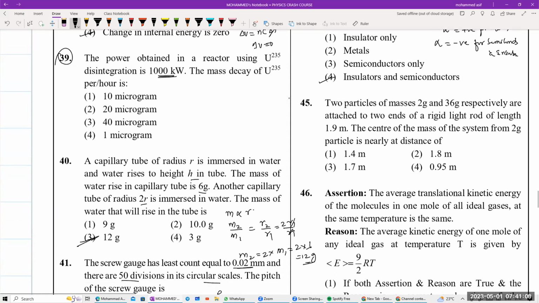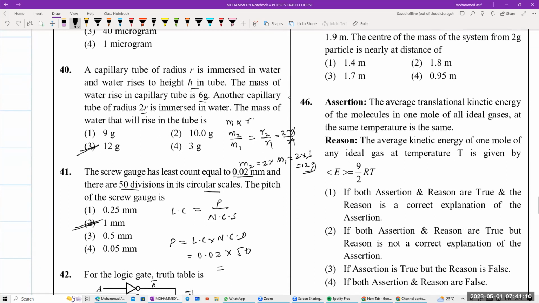Then question number 45 is center of mass. Question number 46 is your average translational kinetic energy of the molecule. Kinetic theory of gases का है. The average translational kinetic energy of the molecules in 1 mole of all ideal gases at the same temperature is same. The average kinetic energy of 1 mole of an ideal gas at a temperature T is given by 9 by 2 times of your R into your T, part definition. बताइए क्या होगा?